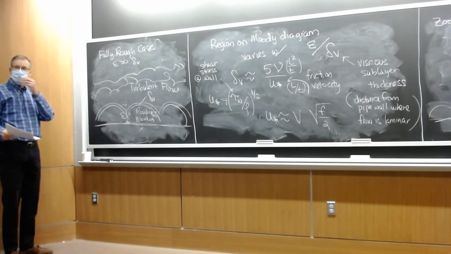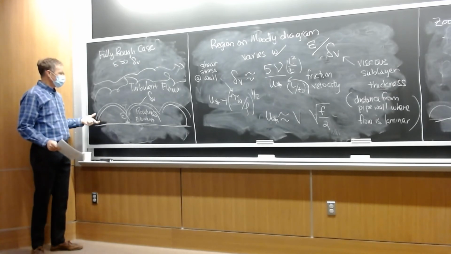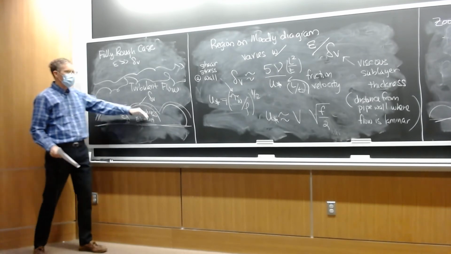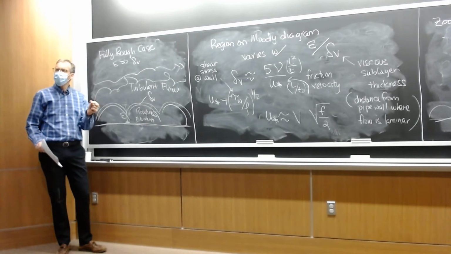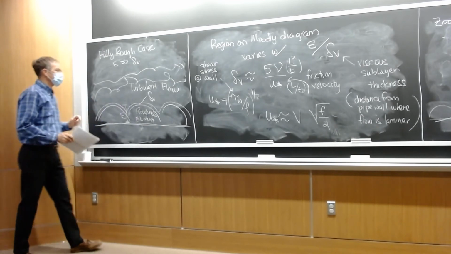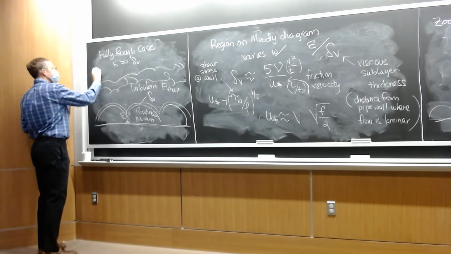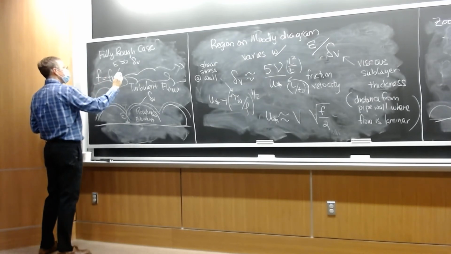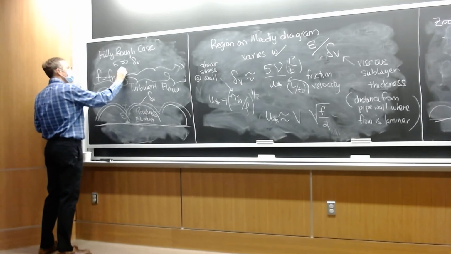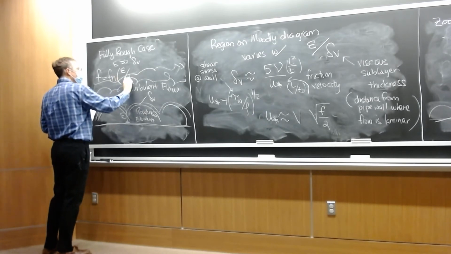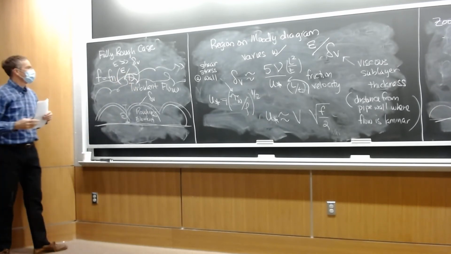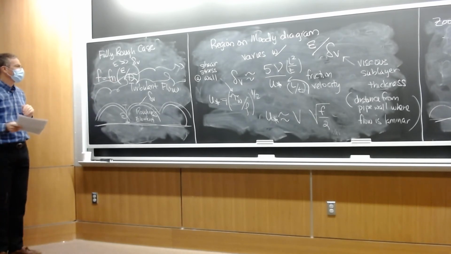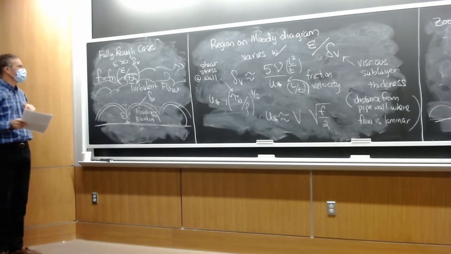In that case, you can see that the effect of the roughness is only modified a very little bit by the viscous sublayer thickness. And in this case, the friction factor is only a function of the ratio of the roughness element to the pipe diameter. That's what we call fully rough.